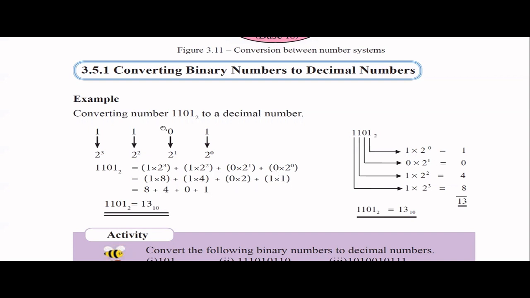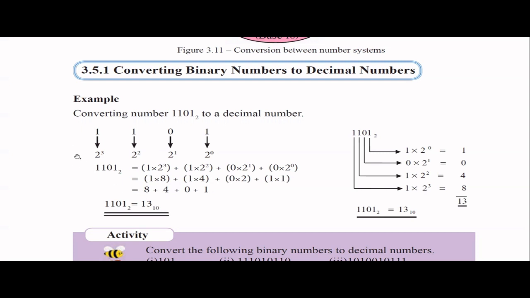0 into anything is 0, so you don't have to worry what 2 to the power 1 is. Then here, 1 into 2 to the power 2. 2 to the power 2 means 2 into 2, that means 4. So 1 into 4 is 4. Here the weighting factor is 2 to the power 3. That does not mean 2 into 3, not 6. Don't make that mistake. This is 2 to the power 3, that means 2 into 2 into 2, that means 8. So 8 into 1 is 8.